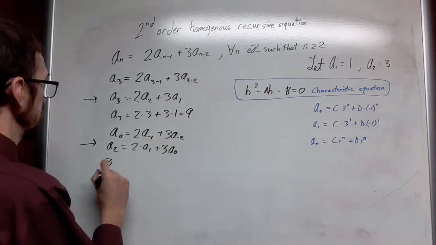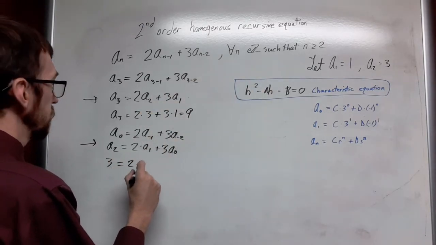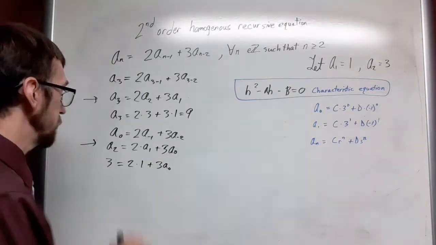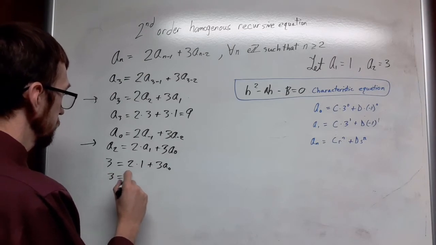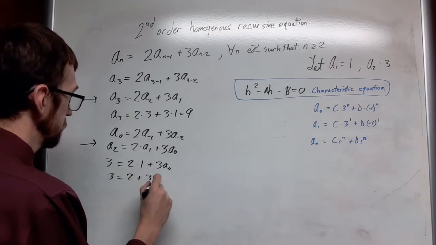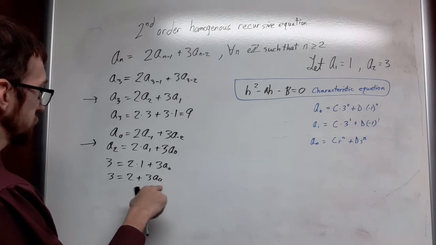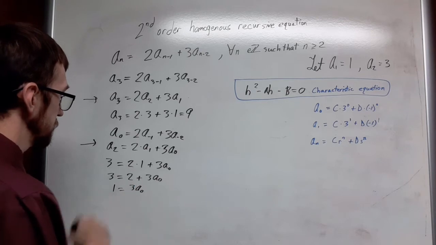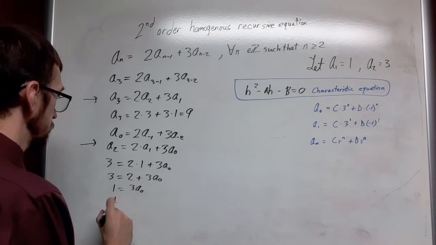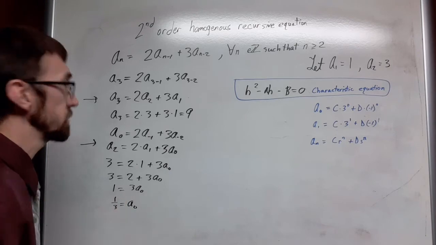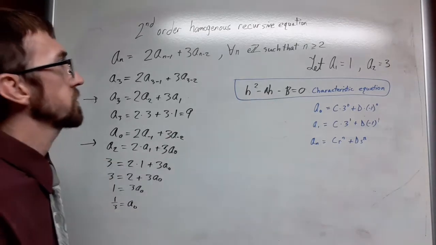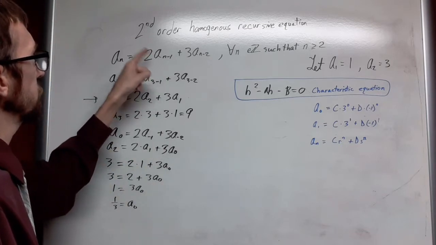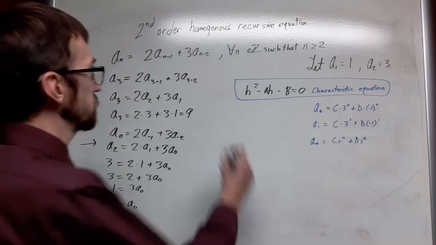So substituting in, I have 3 equals 2 times 1 plus 3 a sub 0. And I'm going to solve for this a sub 0. I'm going to subtract 2 from both sides, giving me 1 equals 3 a sub 0. Divide both sides, and so I have 1/3 equals a sub 0. Now I'm going to use this characteristic equation and rewrite this. I need to move a sub n over to this side so that it's equal to 0.